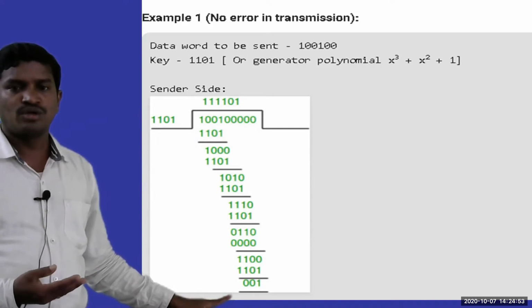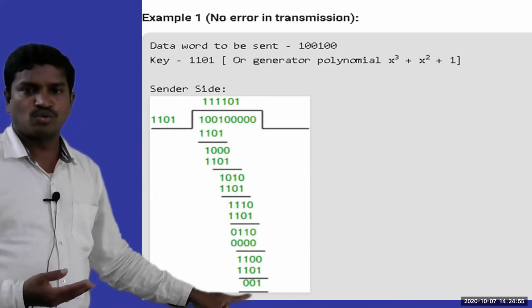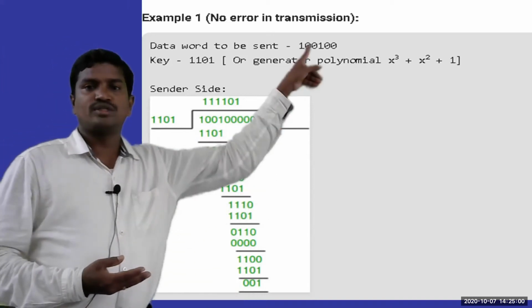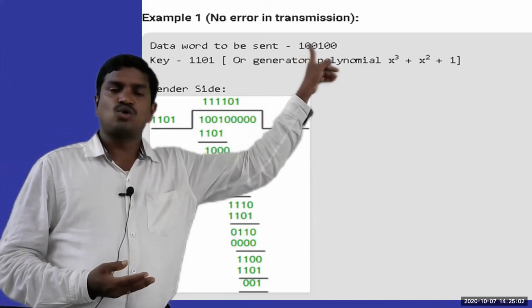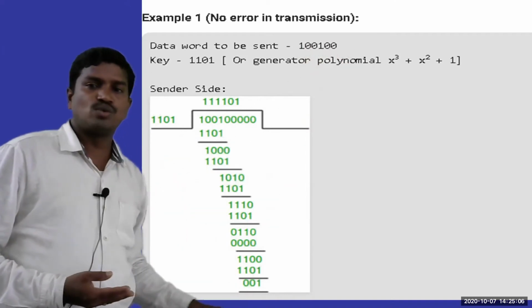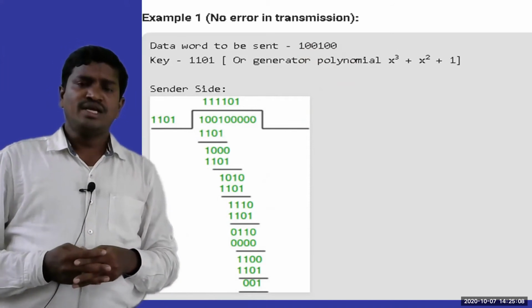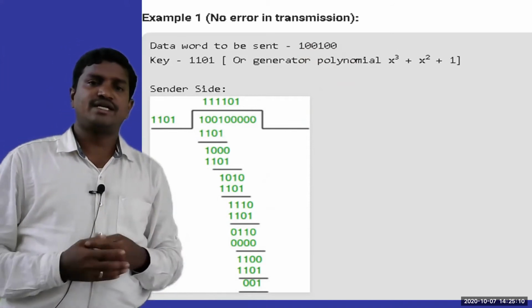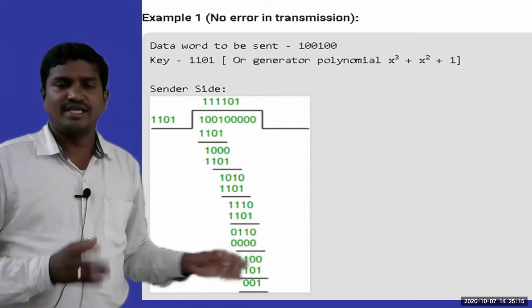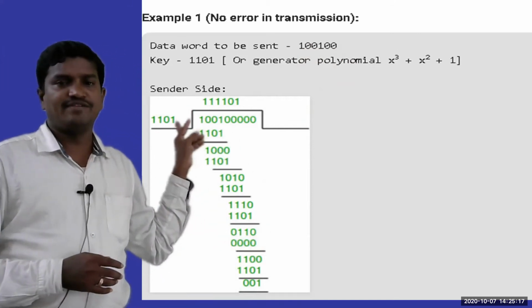Same process is followed. When 0 0 1 is your remainder, this is added to this data word. So totally code word becomes what? 100 100 followed by 001. So this way the remainder can be calculated at the encoder. It can be calculated very easily with a taken divisor.